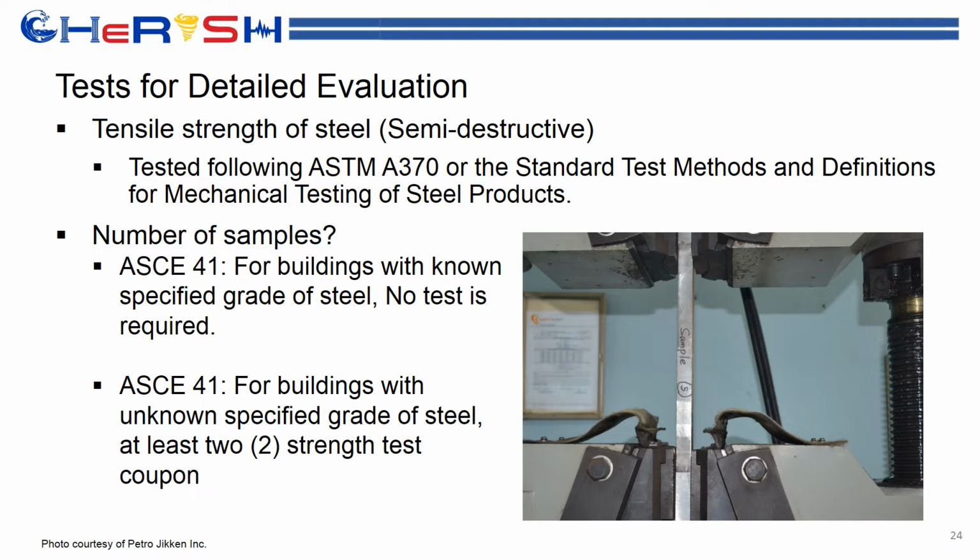In terms of the number of samples, ASCE 41 really understands that steel, unlike concrete, is more homogeneous, right? So really, if we have as-built information, then we don't need to test the reinforcing steel and just use the information from the as-built drawings. But if we really want to determine the tensile properties of steel, we need to do at least two strength tests for a given building, as per ASCE 41 standard.